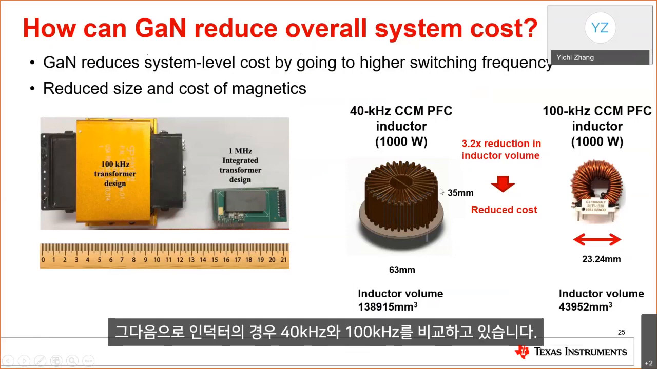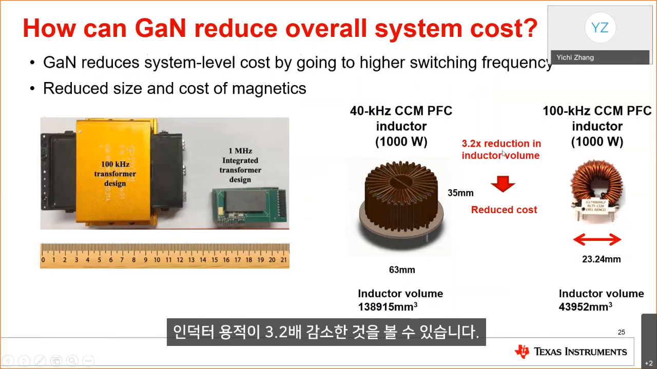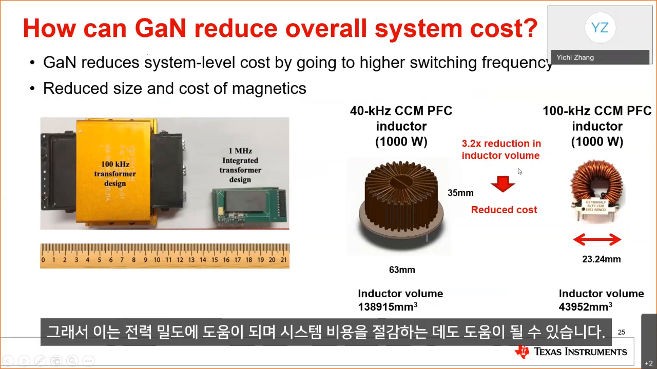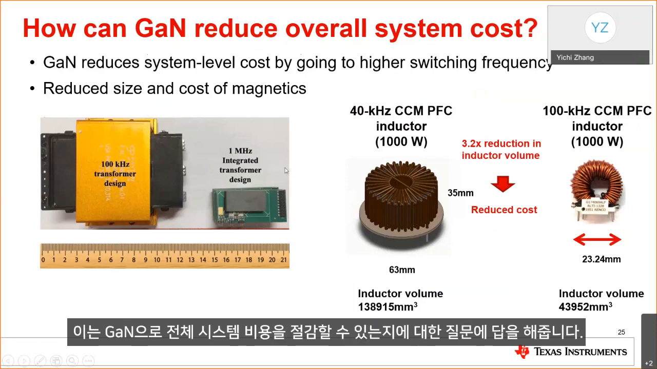transformer. And then for the inductor size, it's 40 kilohertz versus 100 kilohertz. So you can see a 3.2 times reduction in the inductor volume. So it helps with your power density, and also it can help you to reduce your system cost. So that answers the question of how GaN can reduce your overall system cost.